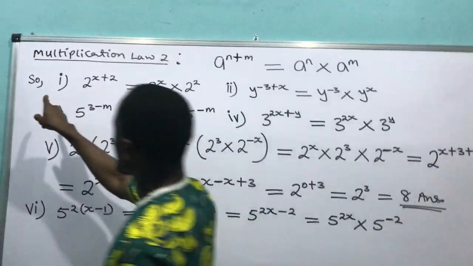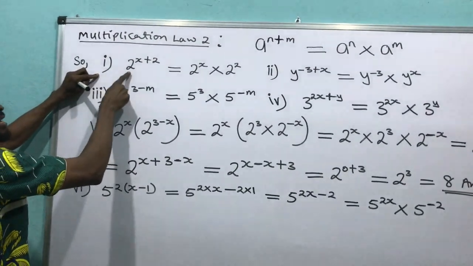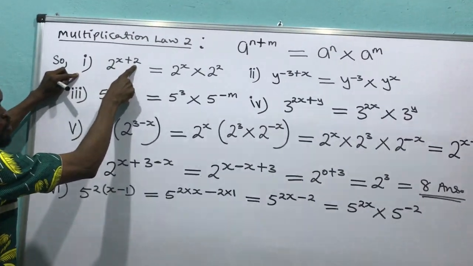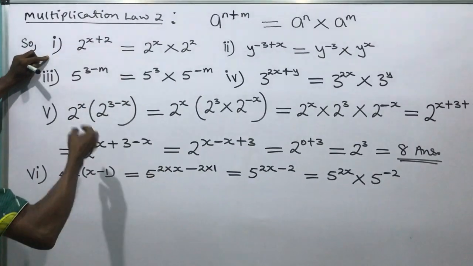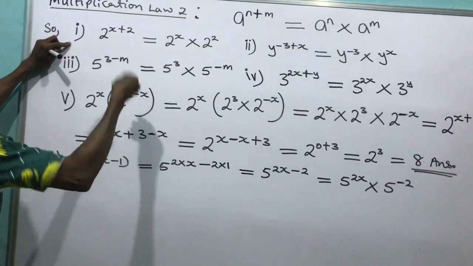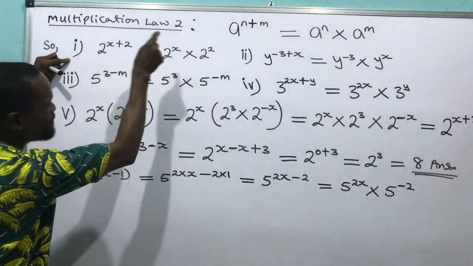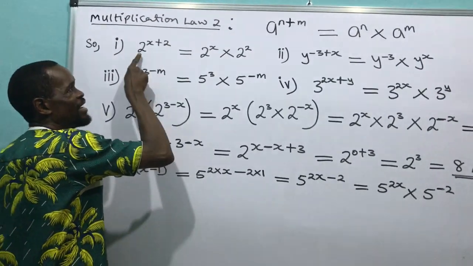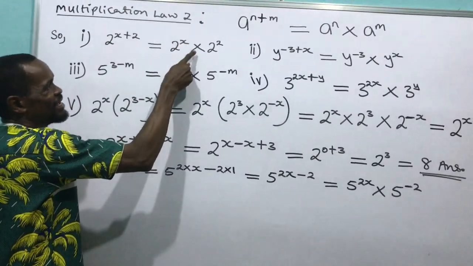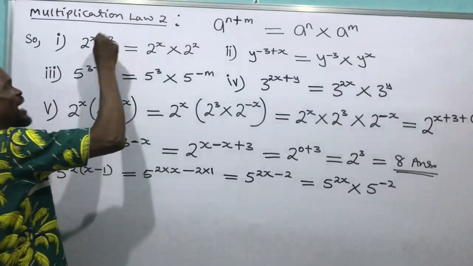Well, let's go to example. 2 raised to the power x plus 2 simply means, this equals to mean the same as, 2 raised to the power x times 2 raised to the power 2. 2 raised to the power x times 2 raised to the power 2 will be added up, we have this.